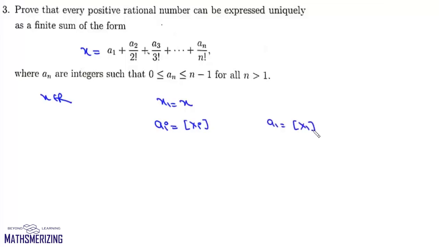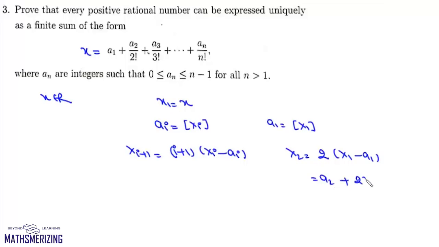the greatest integer function of x1, and we'll define x(i+1) as (i+1) into (xi minus ai). That means x2 will be 2 into (x1 minus a1). Now what is (x1 minus a1) into 2? (x1 minus a1) into 2 will be a2 plus 2 into a3 upon factorial 3.